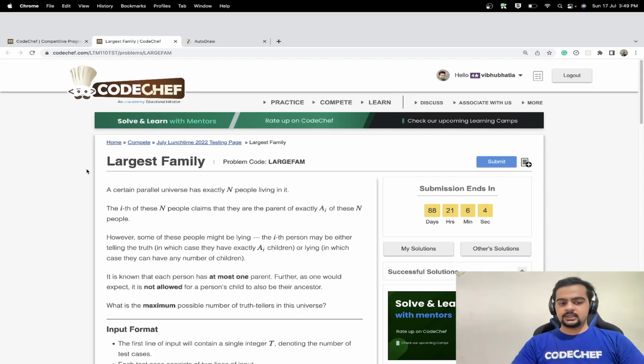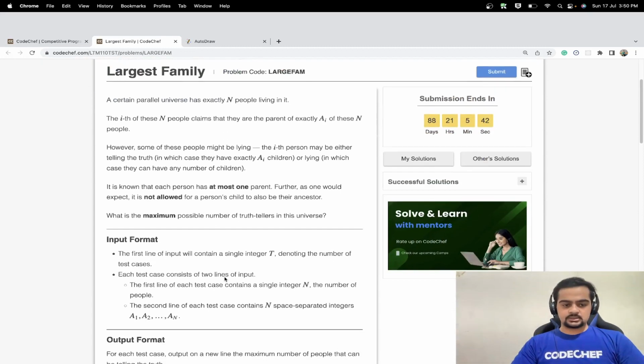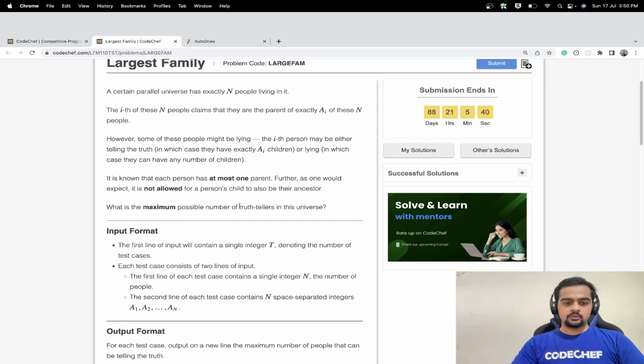The ith person may either tell the truth, in which case they have to include exactly ai children, or lie, in which case they can have any number of children. Okay. So it is known that each person has at most one parent. Further, as one would expect, it is not allowed for a person's child to also be his ancestor. What is the maximum possible number of truth tellers in the universe?